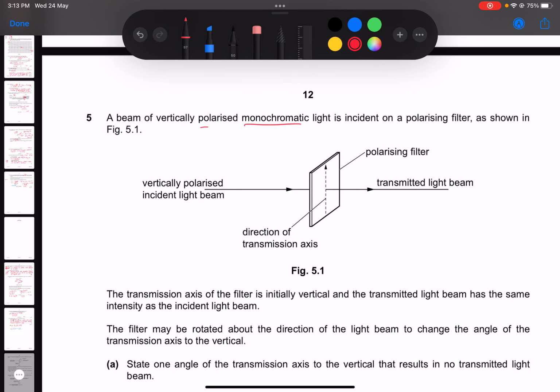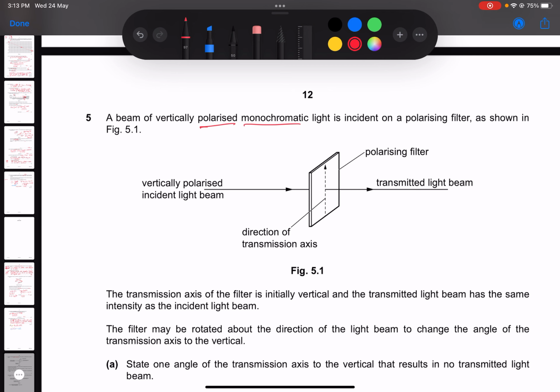Okay, polarized. Imagine light has a transverse wave, oscillating in different directions. For example, this is the direction the wave is traveling. The wave might oscillate up and down, or side to side, or it might be a little different on the other side as well.